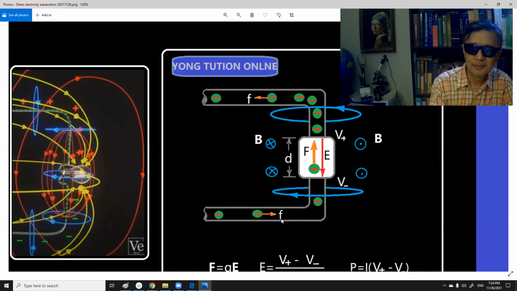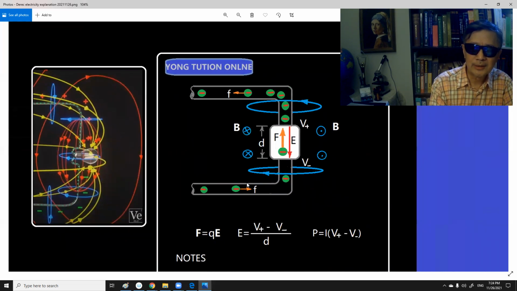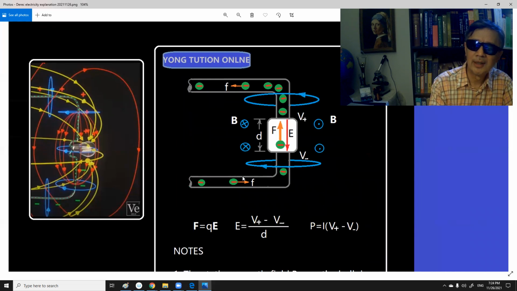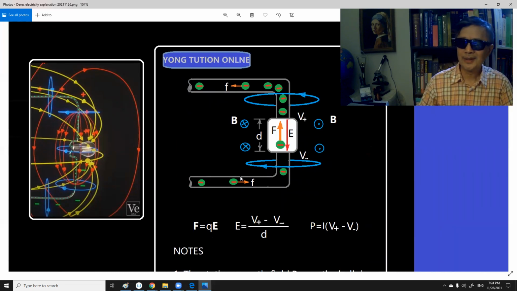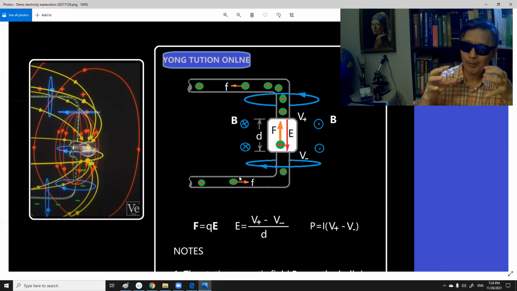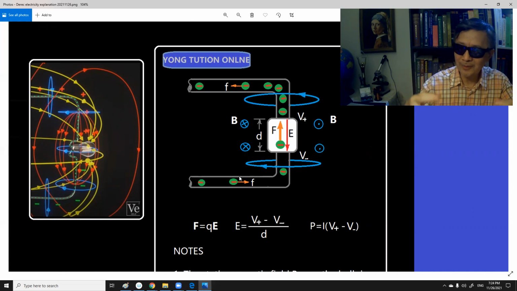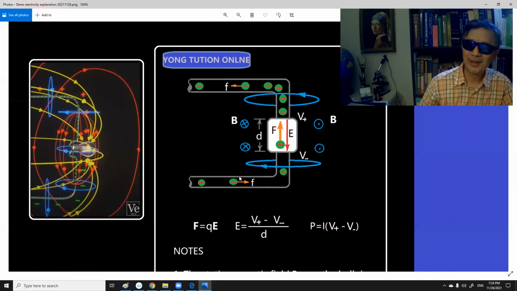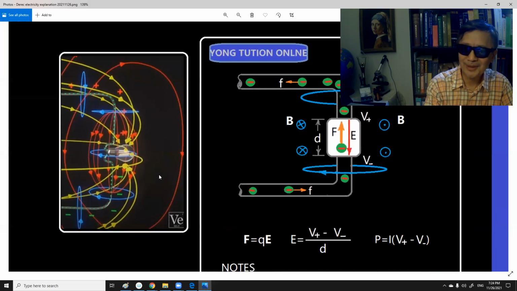The important question: how does the assumed electrical power move into, get absorbed, or transformed, in this case, to turn on the light bulb? There's no explanation. There's no explanation.